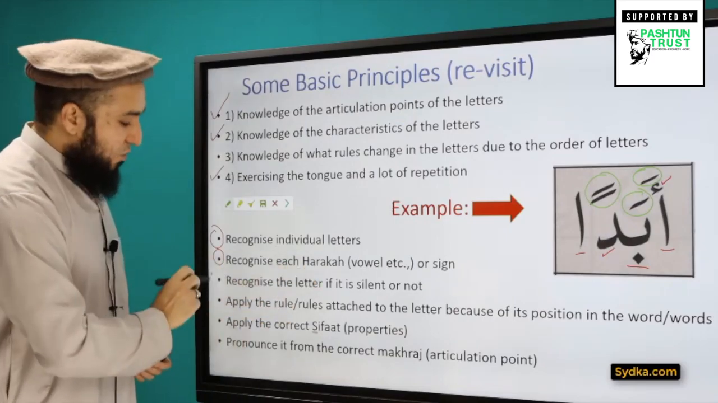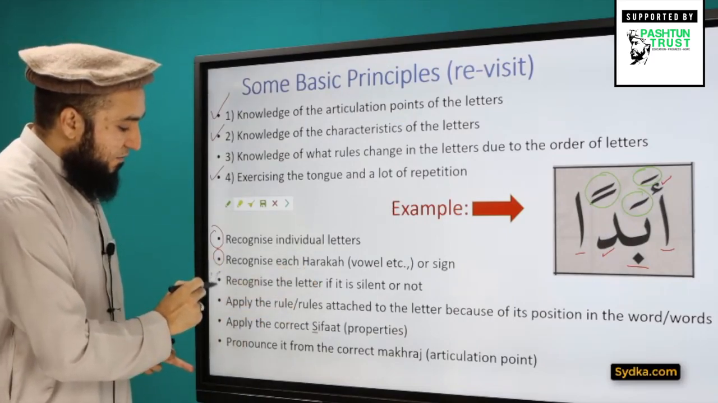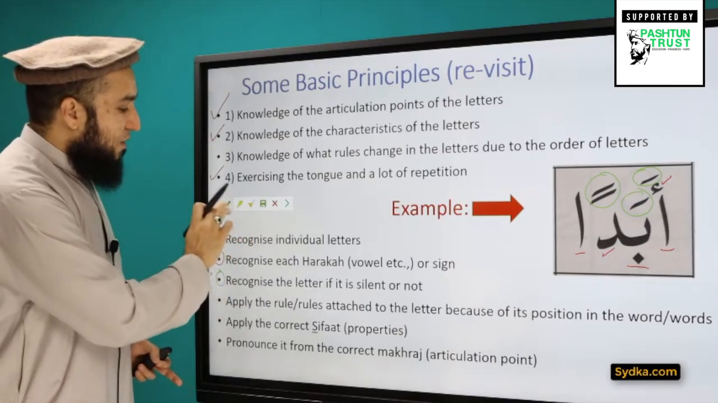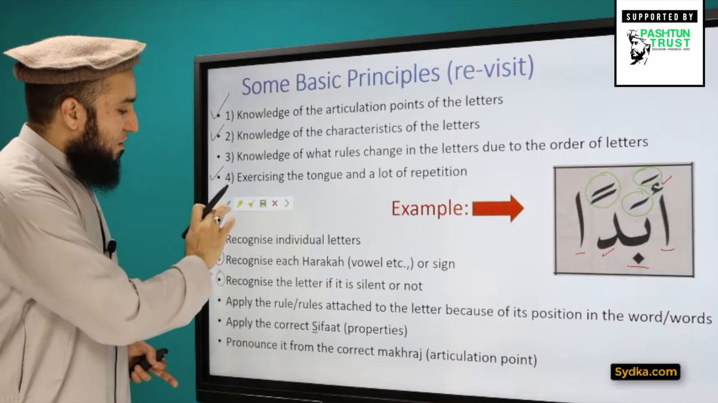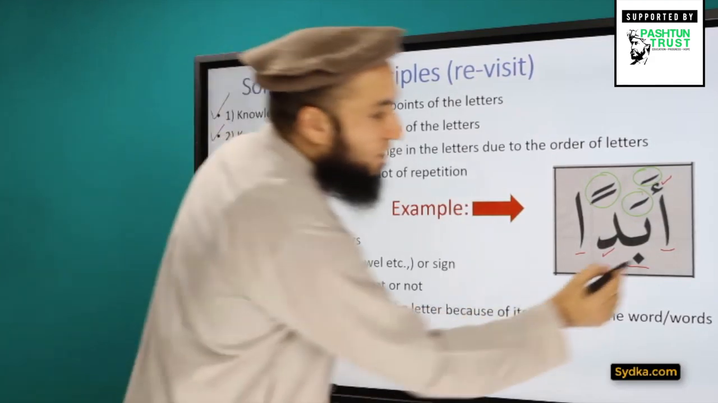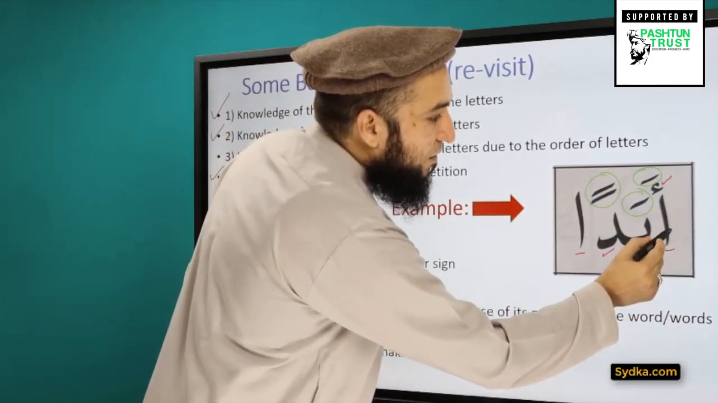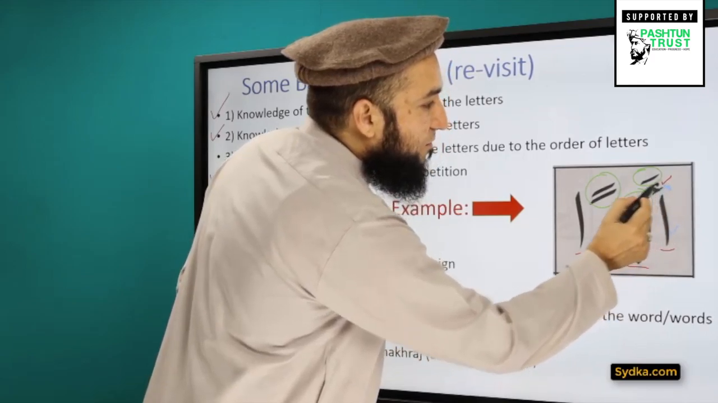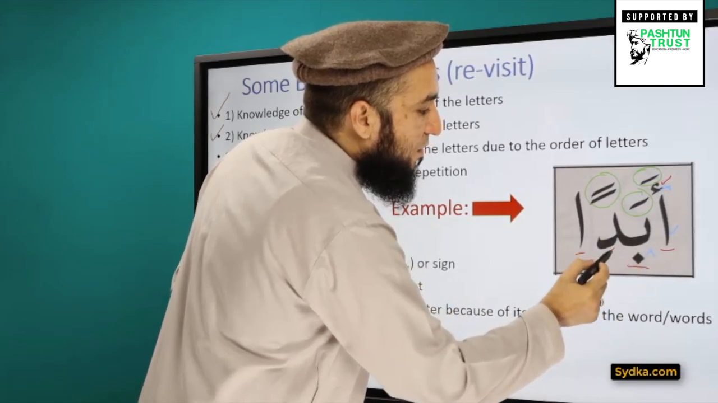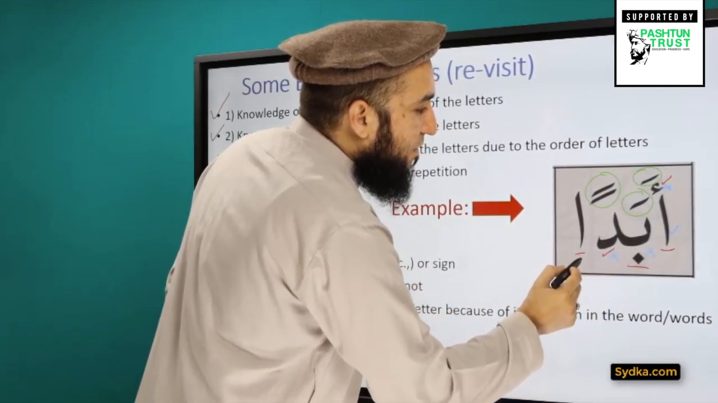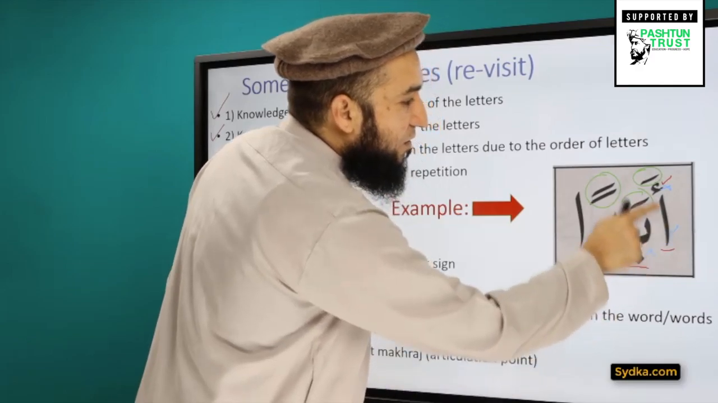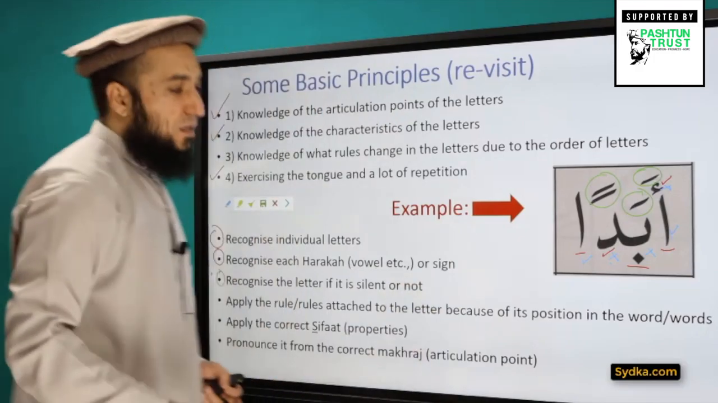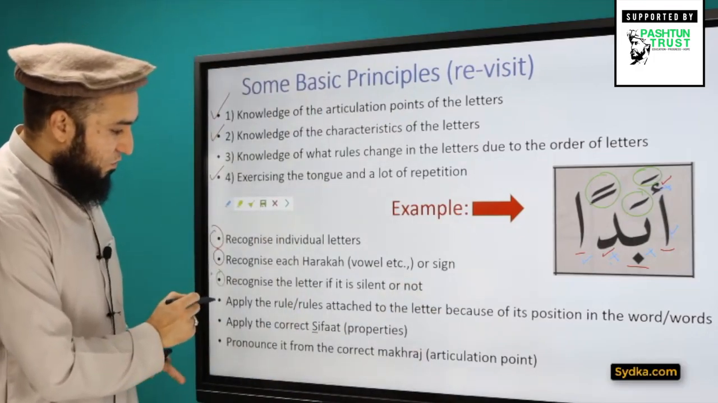And the next one is we have to recognize which letters are silent and which aren't. Let's change the color. Okay, blue. So if we see here, alif is silent, hamza is not silent, ba is not silent, dal is not silent, and alif is silent. So we recognize those ones.